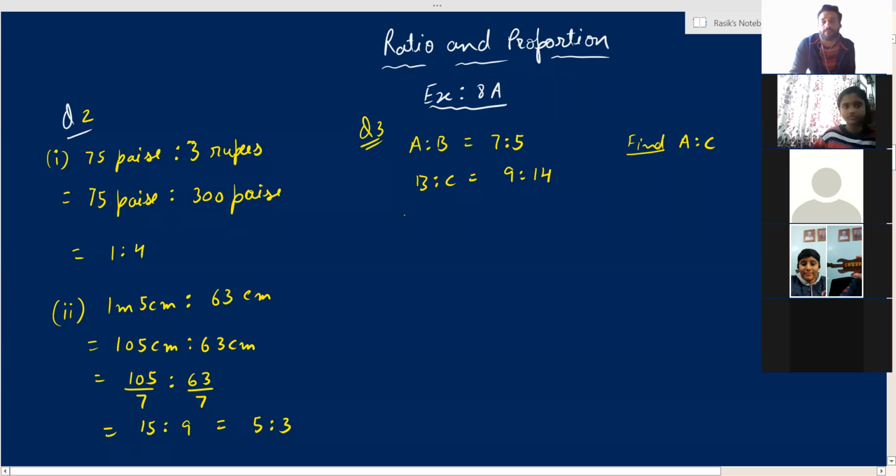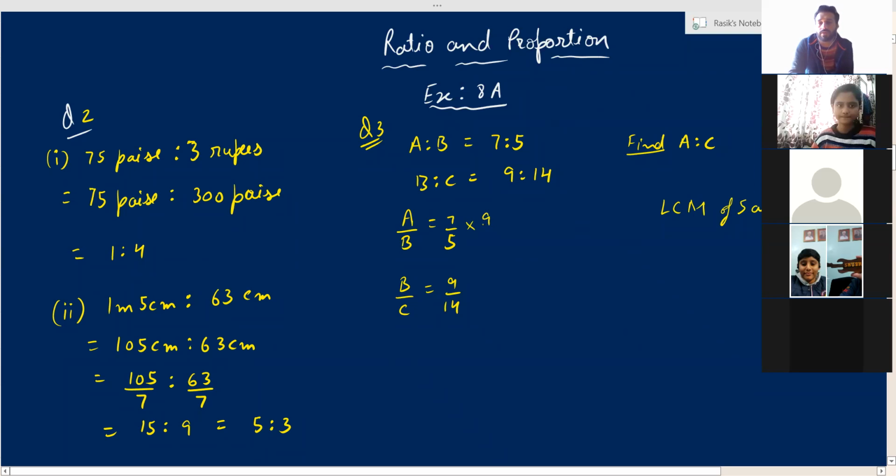Okay, everyone. A is to B is given 7 ratio 5, so we can change it in a fraction: A upon B equals 7 upon 5. And the second one is B upon C, which is 9 upon 14. Look at which term in both the ratios is common. B is a common letter in both. So you find the LCM of the values of B in both the terms, 5 and 9. LCM of 5 and 9 is equal to 45, correct?